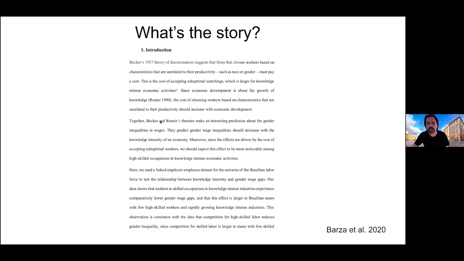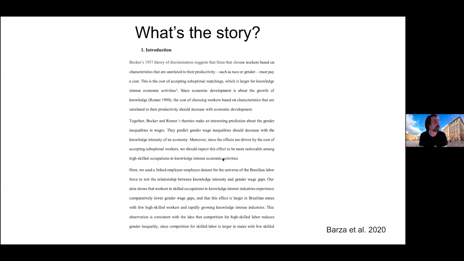So if we put together Becker's theory of discrimination and Romer's theory of economic development, we make an interesting prediction about the gender inequalities in wages, which is that gender wage inequalities should decrease with the knowledge intensity of an economy. Moreover, since this effect is driven by the cost of accepting suboptimal workers, you should expect this effect to actually be more noticeable among high-skill occupations in knowledge-intense economic activities. And that's what we find.